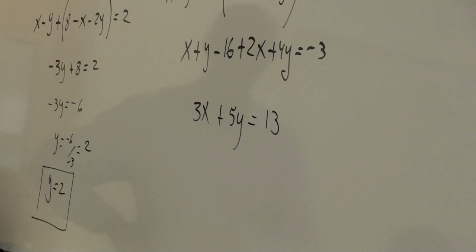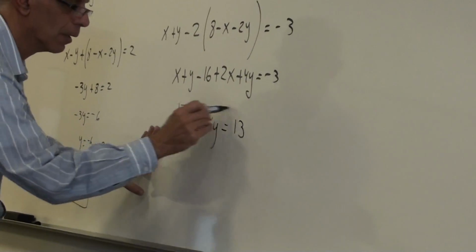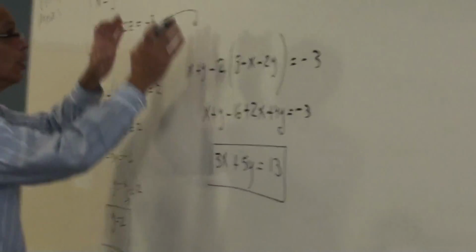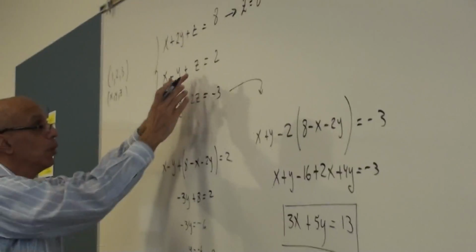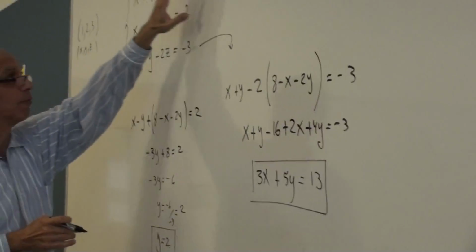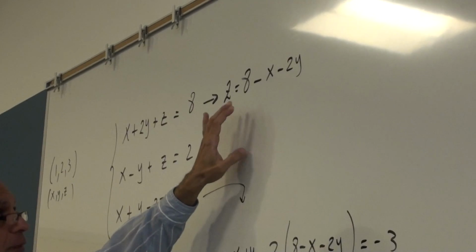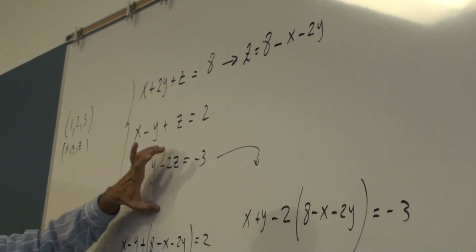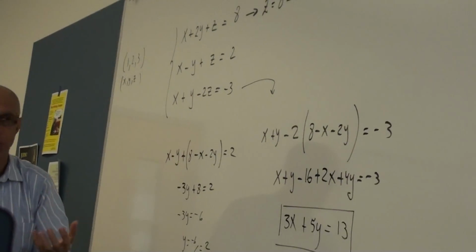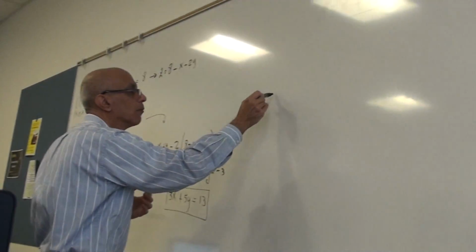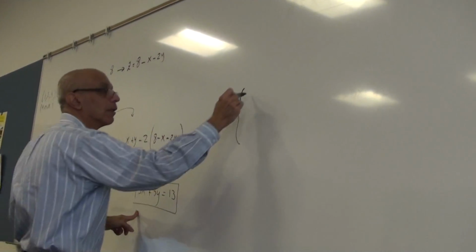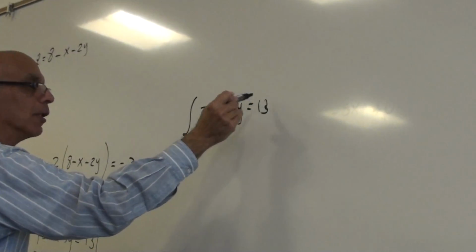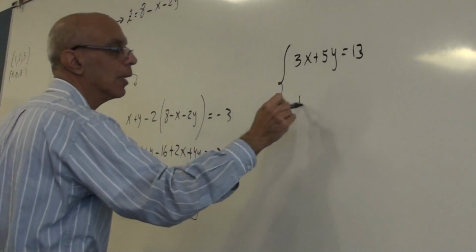So now I have this equation here, a second equation. You see? I have one equation and a second equation just by reducing the number of variables here. When I solve it for z, I have z in terms of x and y. And when I plug in these two equations, I have now a new system of equations that has 3x plus 5y equals 13, and the other one, that is y equals 2.